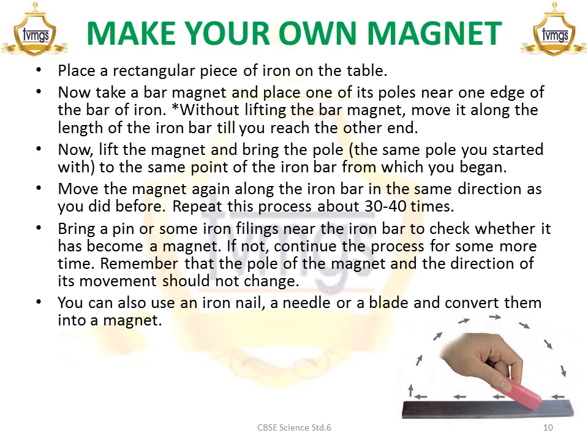Lift the magnet and bring it back from where you started and repeat it for about 30 to 40 times in the same direction. Remember not to change the direction. Now, after 30 to 40 times, place the bar magnet away. Time to test. Bring a pin or some iron filings near the iron bar and check whether it has become a magnet. If it hasn't yet, continue the process of rubbing the bar magnet on the iron bar for a while.